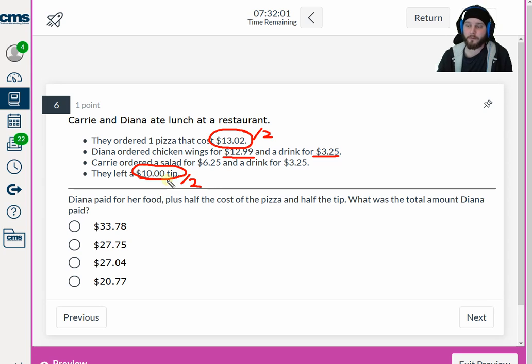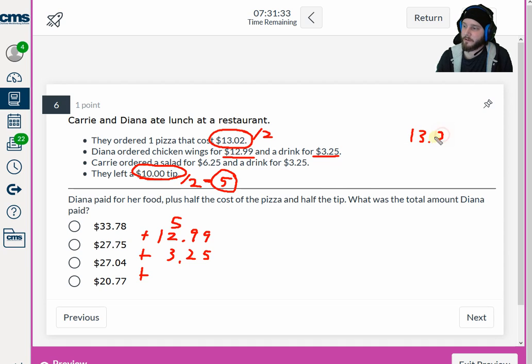So for starters, we're going to have to divide 10 by 2. Well, that's easy. 10 divided by 2 is 5. So she paid $5. She also paid for her food, which was $12.99. She also paid $3.25. And she also paid, we don't know what half of 13.02 is yet. So we've got to do 13.02 and divide that by 2. We've got to figure out what half of that is.